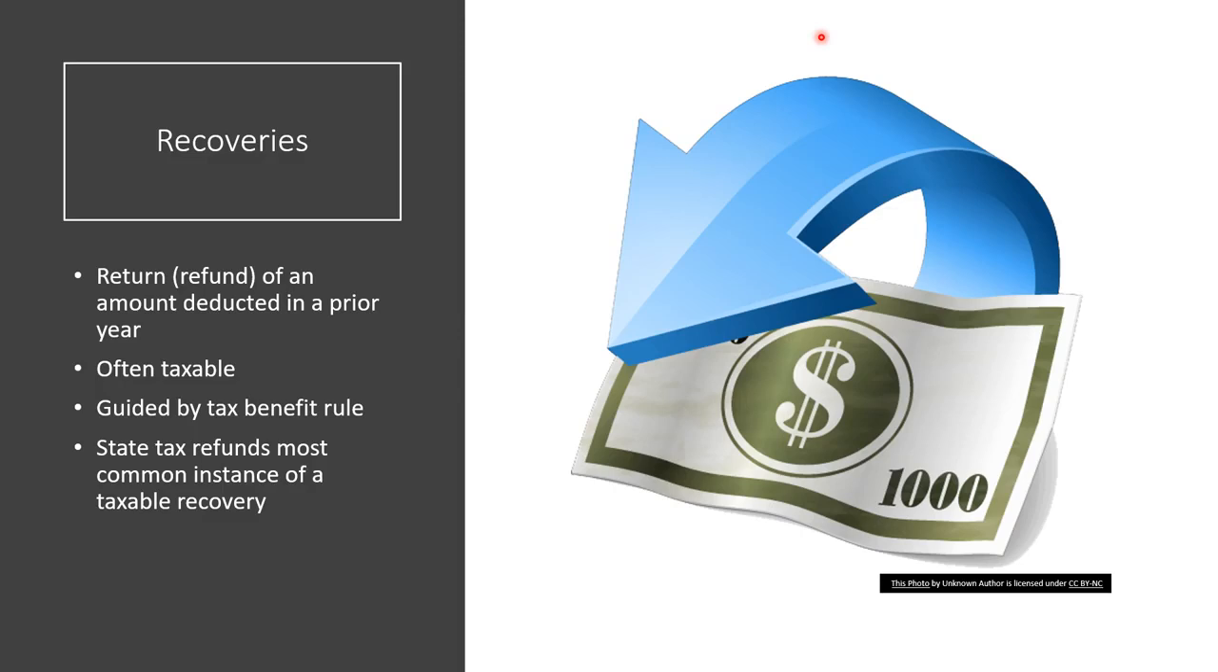Federal tax refunds are not included in income because they were never allowed as a deduction from federal income. However, state tax refunds are often included in income if they are deducted from tax in an earlier year.